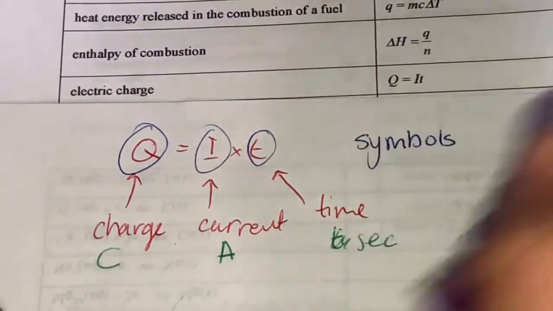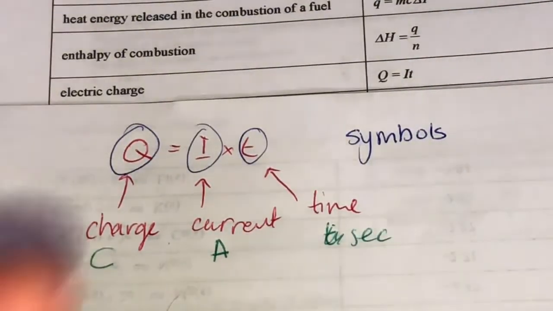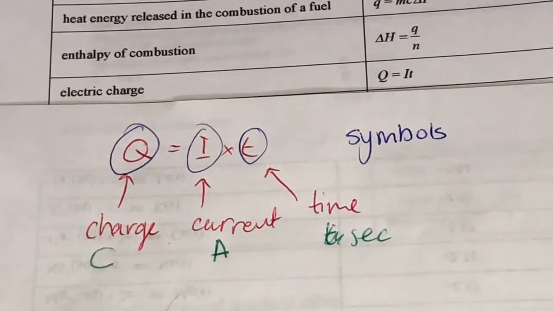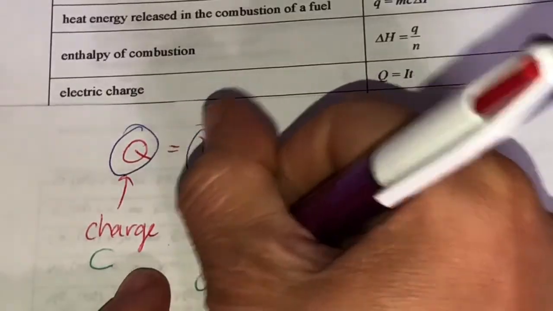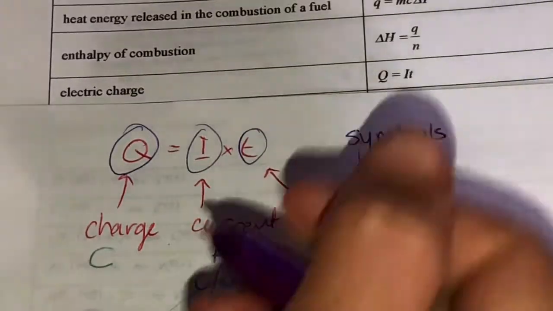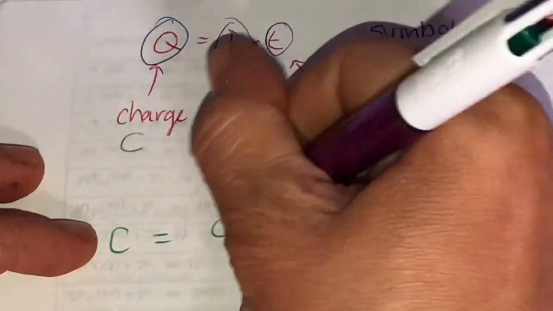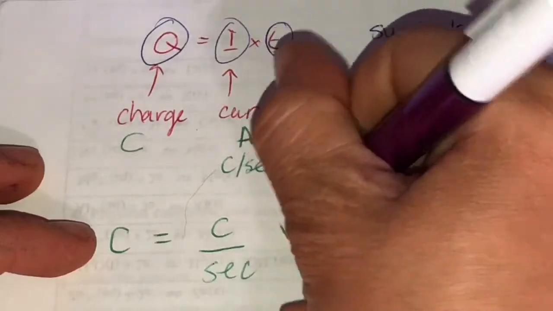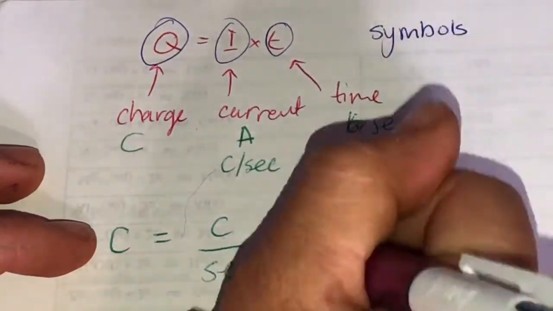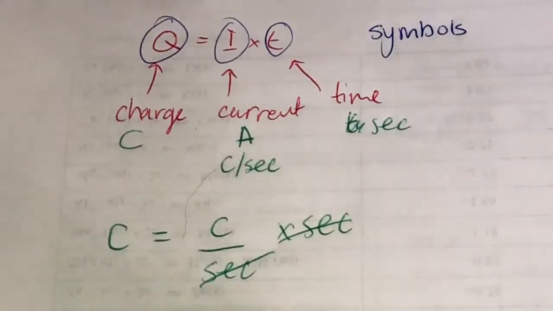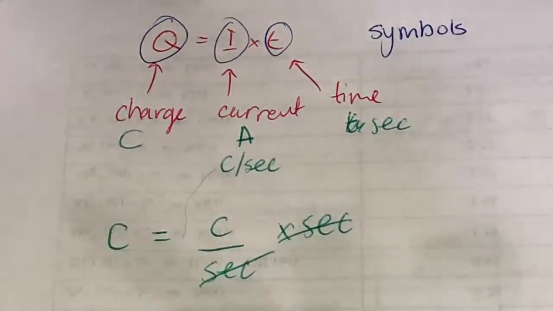In seconds. Now, if we broke that down, current is actually the amount of charge going through per second. So it's actually coulombs per second. So if you're doing a simple multiplication here, coulombs equals coulombs per second times seconds. The seconds actually cancel out. That's why you get coulombs from this equation.